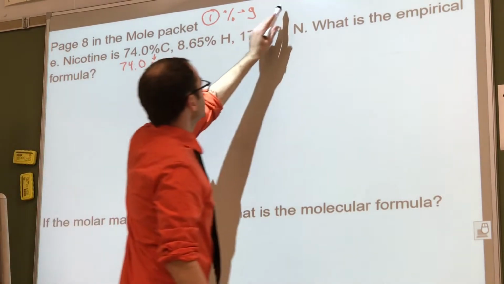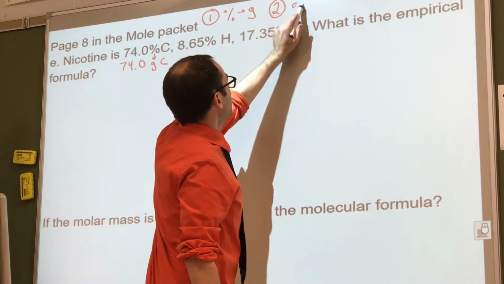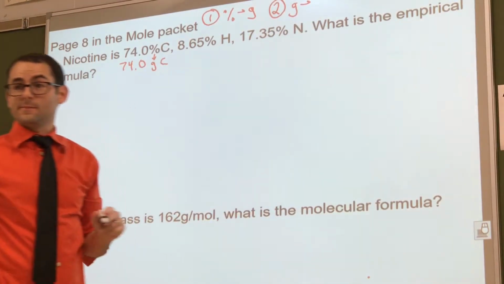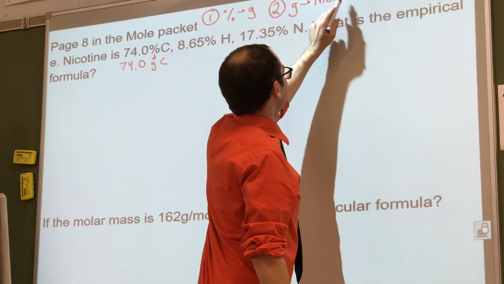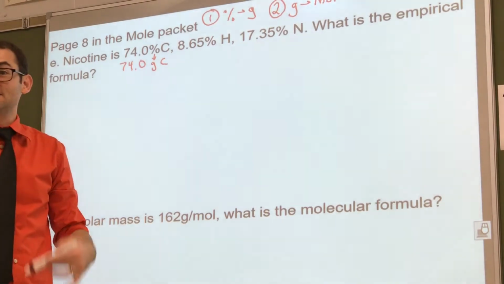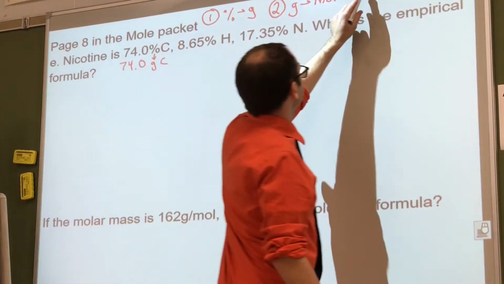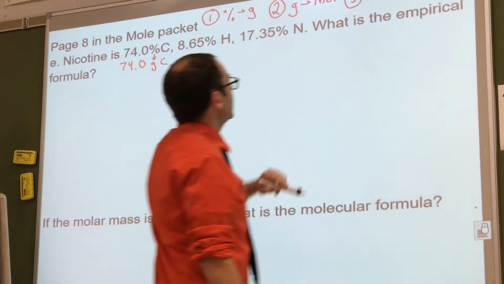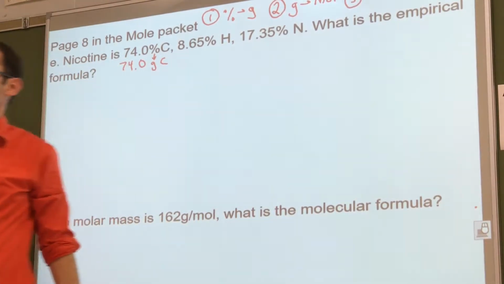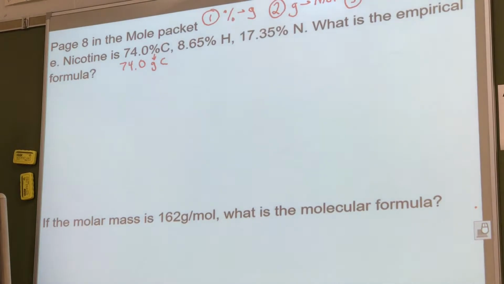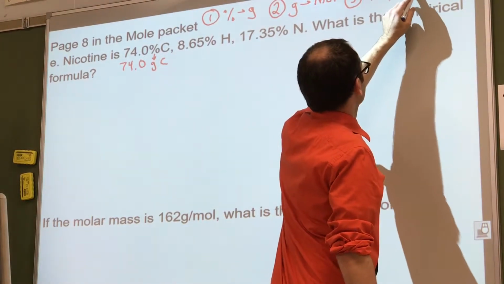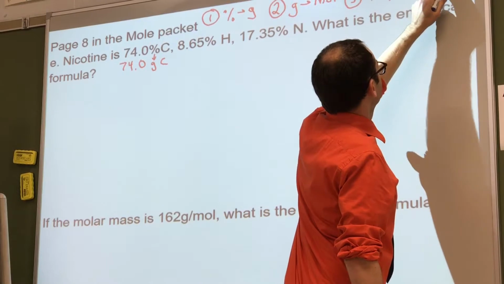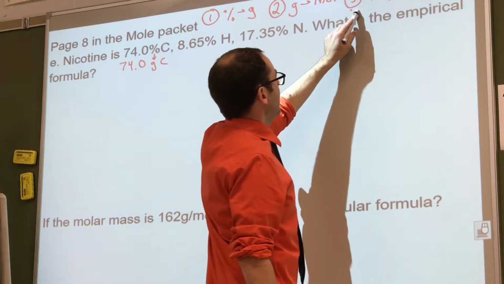All right? What was the second step? Grams to what? Exactly, grams to moles. Because it's the mole chapter, right? Good guess, if you don't know what to do, just convert it to moles. All right, after we have moles, what was the next thing? Divide by the smallest. Yeah, good. Divide by the smallest number, because we want to keep the ratios the same, so we're going to divide everything by the same.